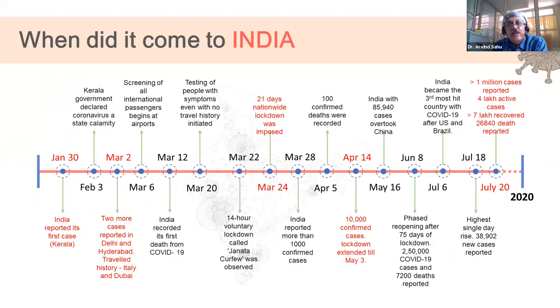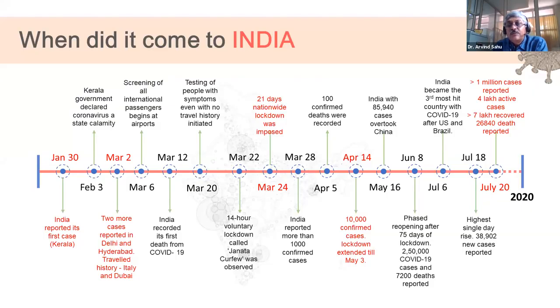So let's look at the timeline in India. As I said, it was first introduced on January 30th in Kerala. On March 2nd, we also had cases in Delhi and Hyderabad. Then slowly more cases came, and our Prime Minister declared Janta curfew on March 22nd, and a complete shutdown for 21 days was declared by the Honorable Prime Minister on March 24th, which went on till the end of May. We then started opening up slowly.